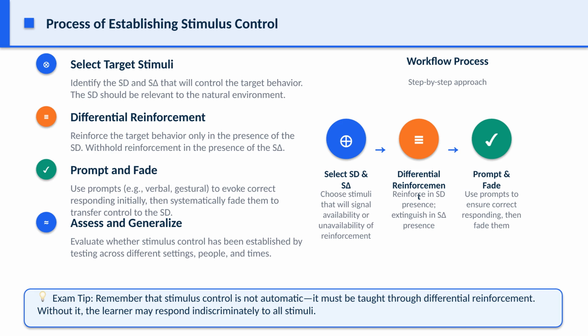Finally, you assess and generalize by testing stimulus control across different settings, people, and times, a critical step for exam questions on maintenance and generalization. This process directly applies to discrimination training and conditional discriminations, where you must identify whether stimulus control is truly established, not just temporary prompt dependence.